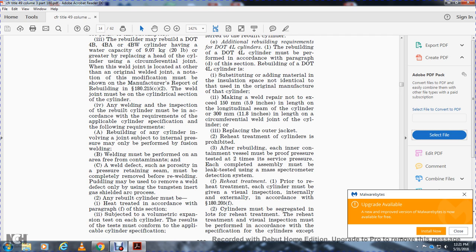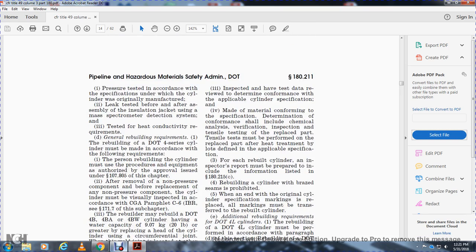Subject to the volumetric expansion test of the test cylinder. The result of the test must conform with the applicable cylinder specification. 3. Inspect and test the review to determine the conformity of the applicable cylinder specification. 4. Made with material conformity with the specification, determination of conformance shall include the chemical analysis, verification inspection, and tensile testing of the replaced parts.